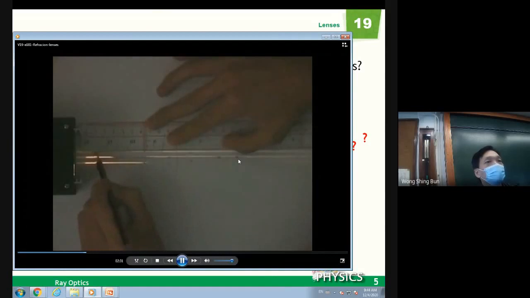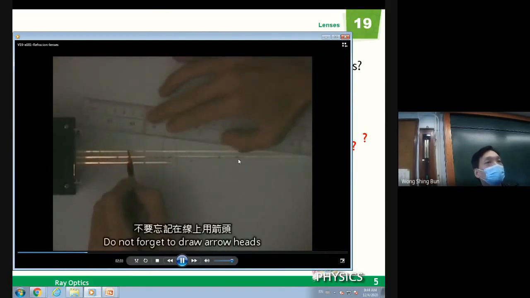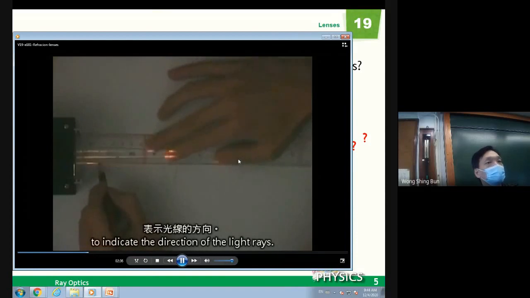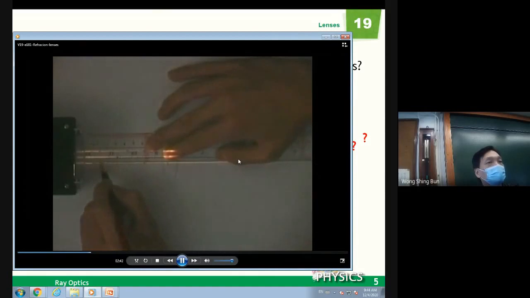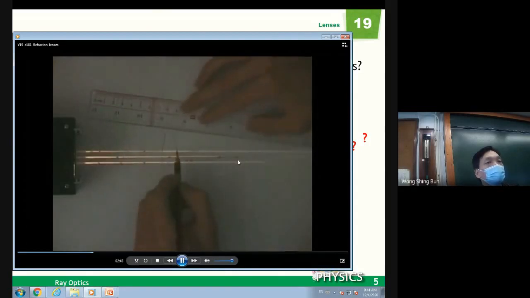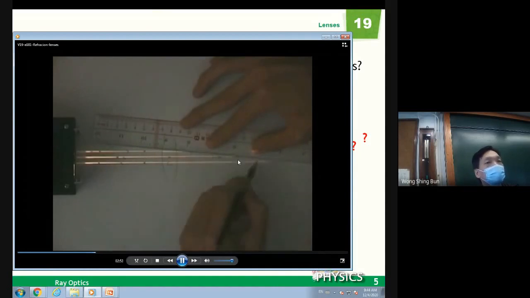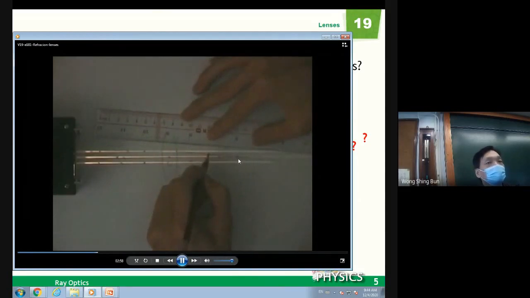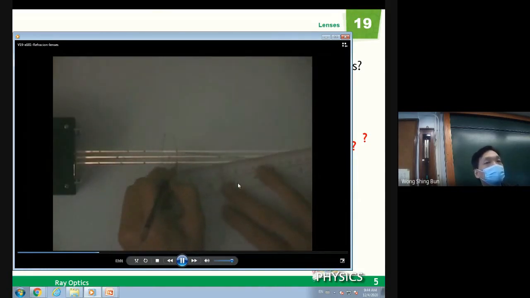Now in this experiment, draw all the light rays using the marker. We mark it already, and remember to add arrows to show the direction of the light. Okay, draw the arrow. And then how about this one? This one, we will say that it is refracted, 折射嘅光線. This one will pass through the intersection point here. This intersection point, we will call it focus. Once again, you should draw arrows to show the direction of the light.